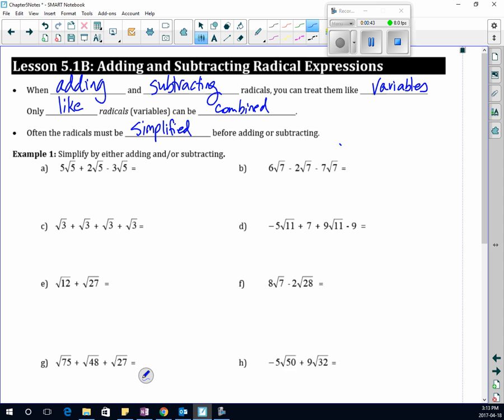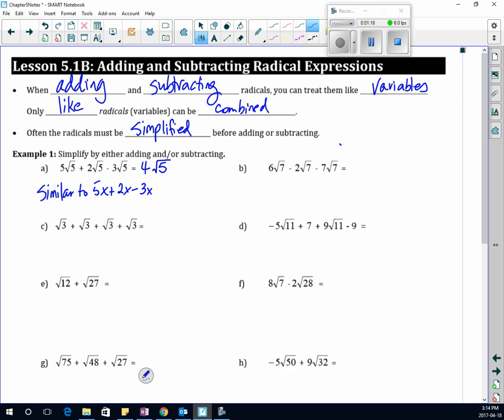So, 5 root 5 plus 2 root 5 minus 3 root 5. Very similar, and this is the way you should be looking at this, to 5x plus 2x minus 3x. And so if you combine all those, you would get 5x plus 2x is 7x, 7x minus 3x is 4x. So same thing goes here. If you have 5 root 5 and you add 2 root 5, you get 7 of them. So 7 root 5 minus 3 root 5 is 4 root 5.